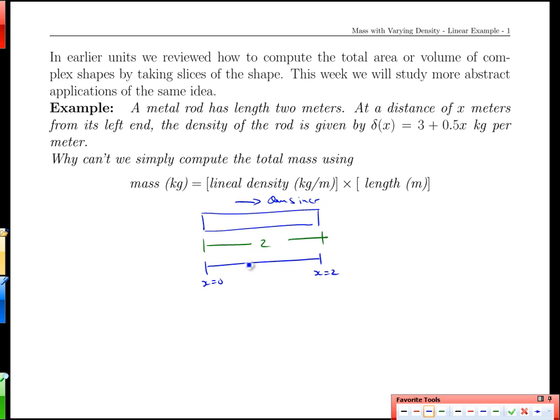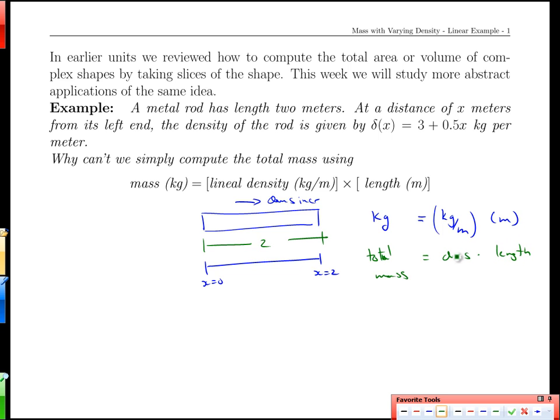Well, what does that get us? Can we compute the mass of this entire rod knowing the density? In principle, we should, because we have something about kilograms per meter here, and that's our density, and we have a total length, which is meters, so we should be able to multiply those out and get kilograms. And so how would we express that in terms of our quantities? The total mass would equal the density times the length.